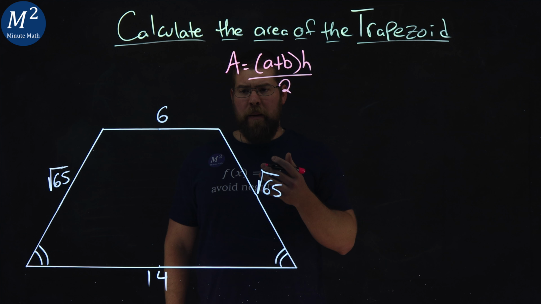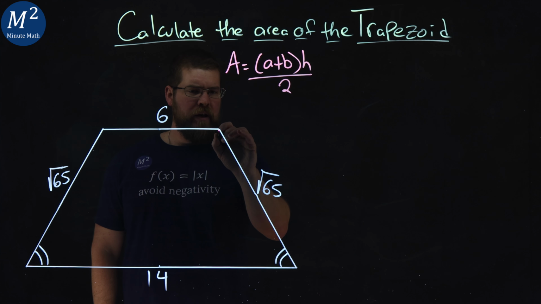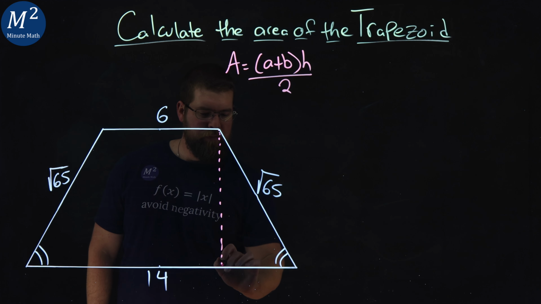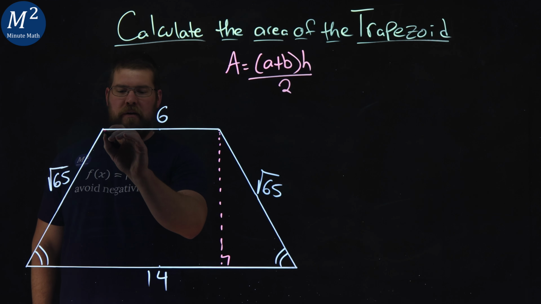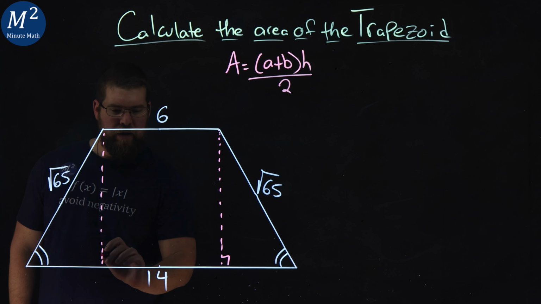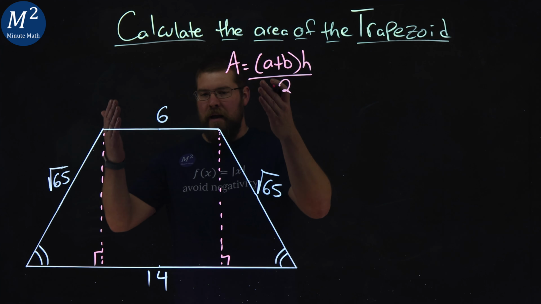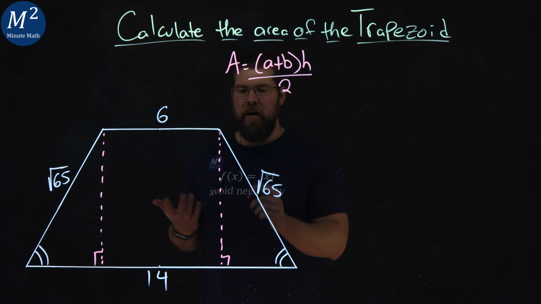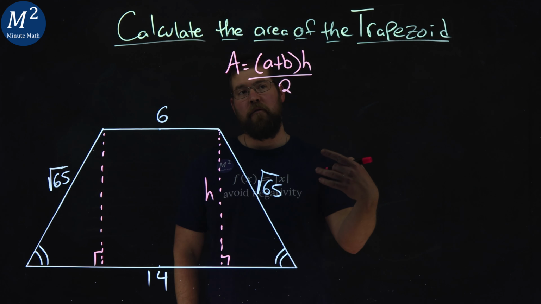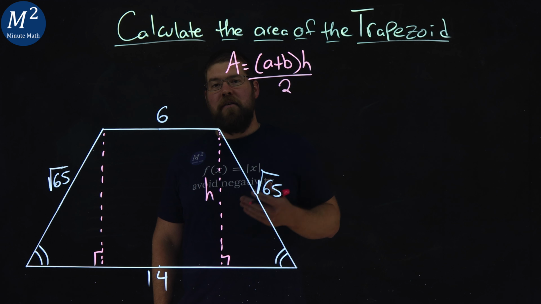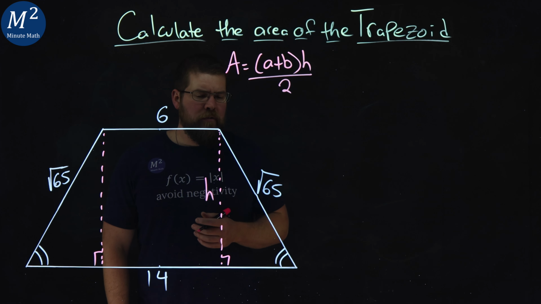H is the height of the trapezoid, so if we draw a dotted line down here, and I guess I could use a straight edge, but that's not too bad, right here we get a right angle coming down, and that's going to be our height H. That's what we want to find. Once we have that, we have enough information to solve this problem.